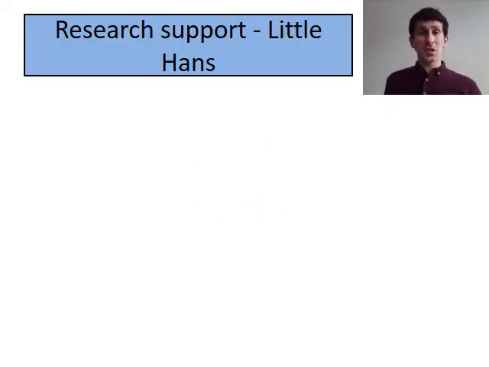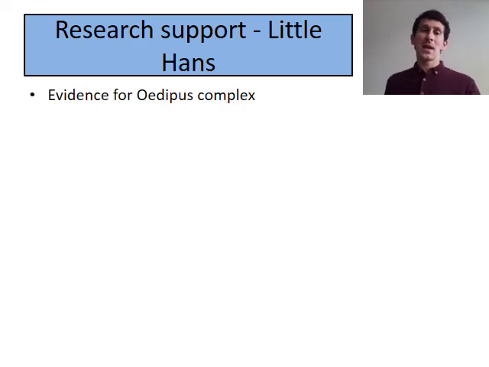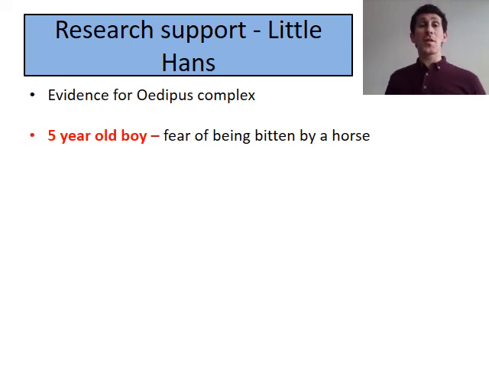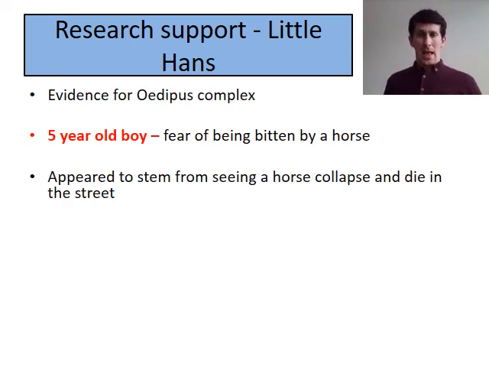So Freud does have research support, and it's mainly based on a case study of little Hans. And Freud uses this as his evidence for the Oedipus complex. So little Hans was a 5-year-old boy who had a fear of being bitten by a horse. And this all appeared to stem from him seeing a horse collapsing and dying in the street.